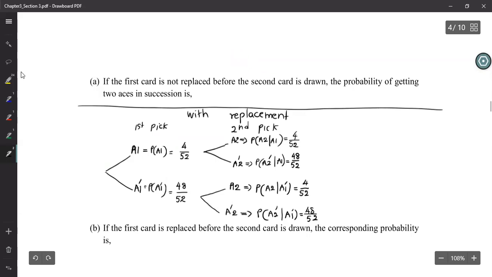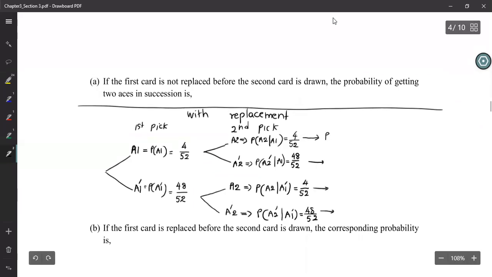Right? So if you prepare all your possibilities, you can see there are 4 possibilities, right? See, altogether there are 4 paths you can go. A1 A2, A1 not A2, not A1 A2, not A1 not A2. Now, if you multiply along these paths, what do you get? What do you get here?